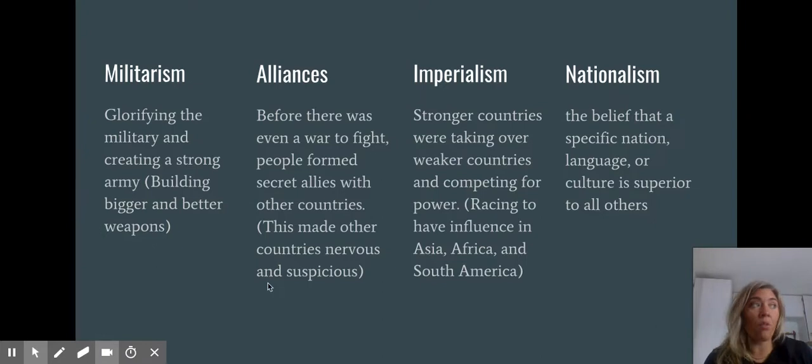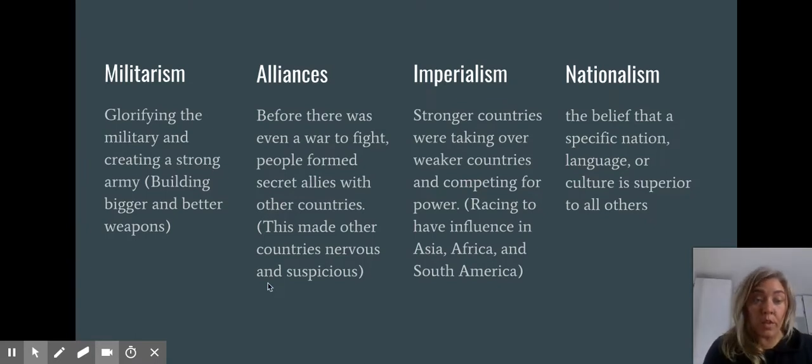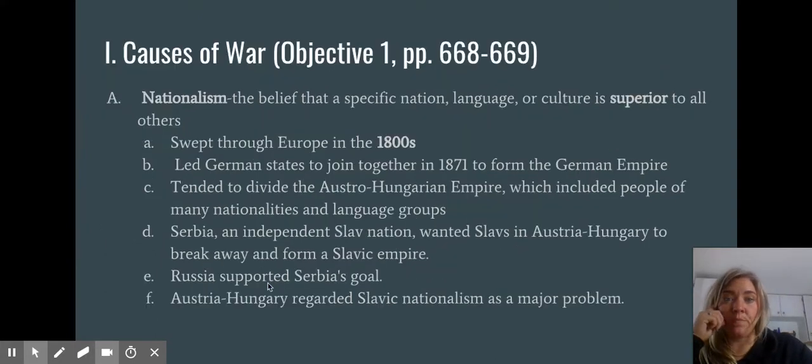Imperialism. We already know that at the time, Western countries were competing to take over and influence weaker countries and smaller countries, especially in Africa and Asia and a little bit in South America. And then nationalism. And honestly, you guys, we still see a lot of nationalism in the world today, maybe especially in the United States. But it's the belief that a specific nation, language, or culture is superior to all others. So it causes competition.